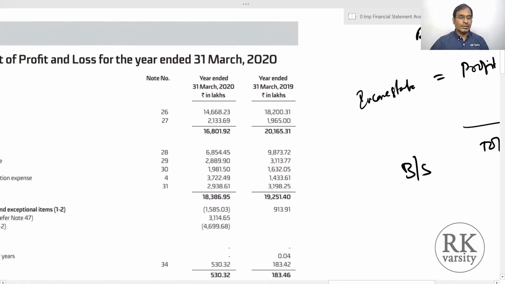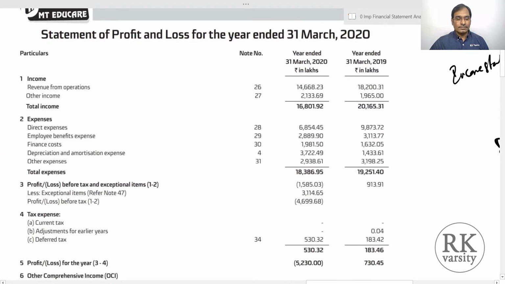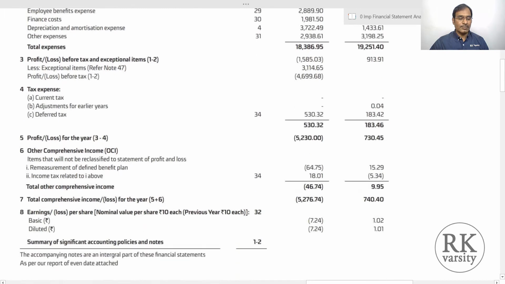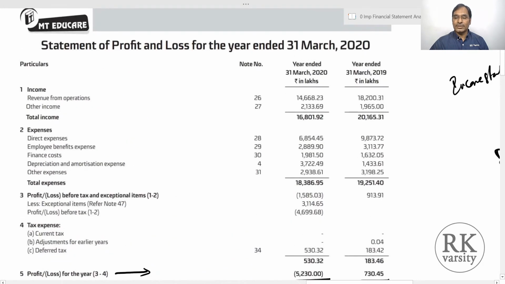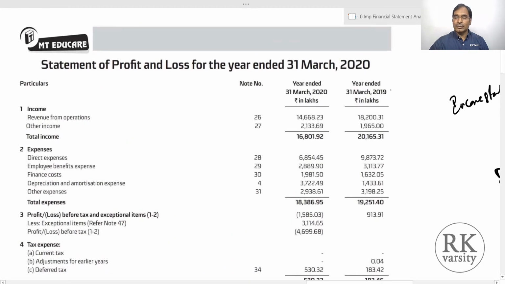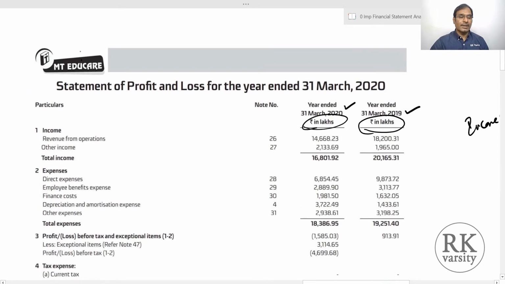Here I sourced the financial statements of MT Educare. From MT Educare you can see the profit or loss for the year. This is a loss of 5,230 and a profit of 730 in two financial years. The values are for the two financial years, 2019 and 2020. All values are in rupees lakhs. The company is MT Educare.